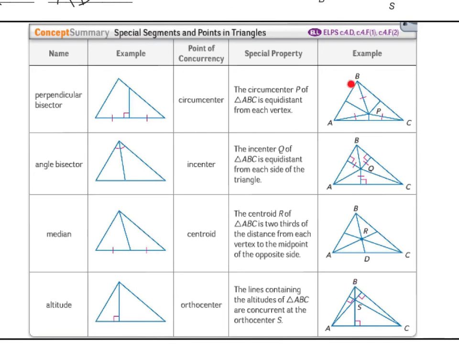And then there's a drawing of each of these and then a listed special property. So feel free to refer to this as much as you need when working through problems that deal with these four types of points of concurrency.